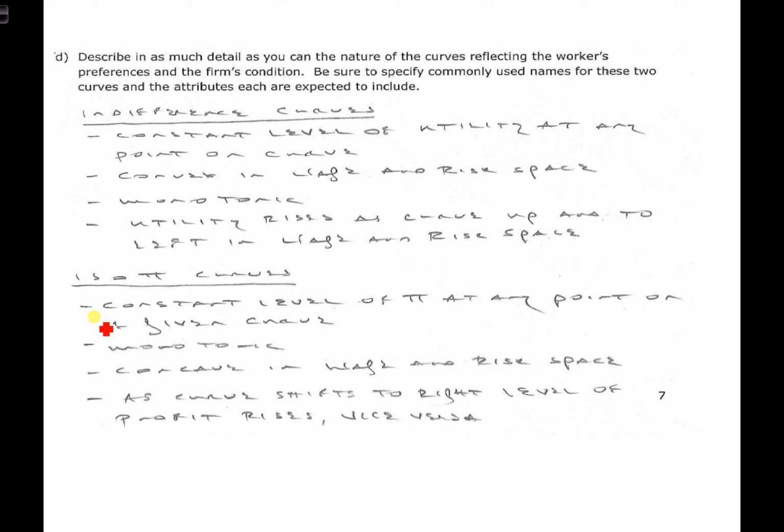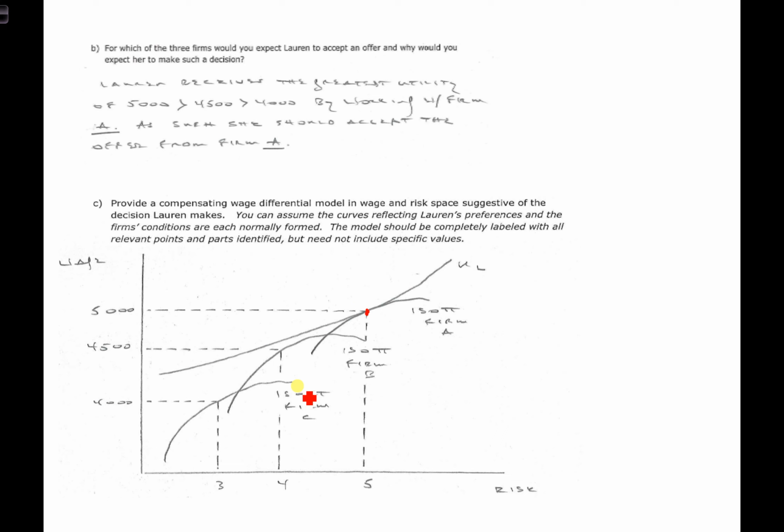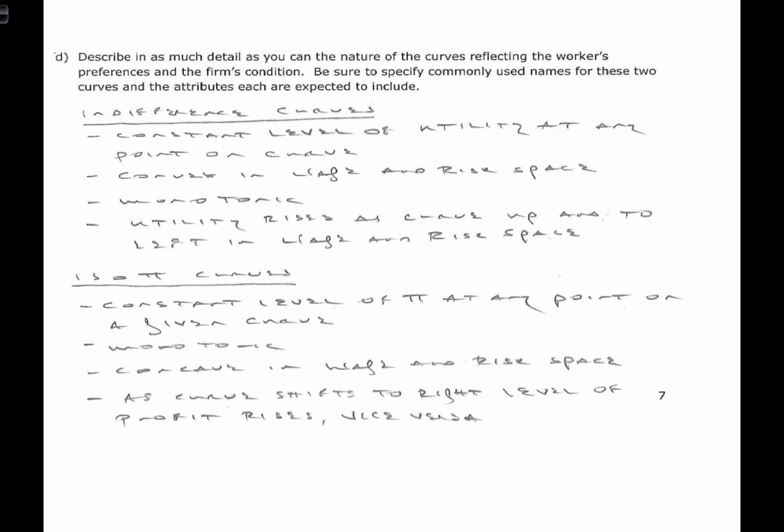Then isoprofit curves: a constant level of profit at any point. They're monotonic, concave, shaped like the opening of a cave in wage and risk space, and the curve shifts to the right as the level of profit rises. So you see that we've given a curve that is convex and some curves that are concave that meet the rules that I've identified here. Some of you gave very good descriptions here. Some of you hit many of these and got full points. Some of you hit most of them, so maybe a small deduction. Some of you struggled with this part, and the scores are shown appropriately.